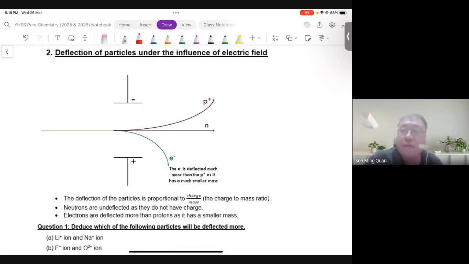The behavior of these three particles under the influence of an electric field. The meaning of the word electric field is basically a region of space where an electrical charge will feel a force. For instance, I can have an electric field if I have negative and positive plates facing each other. One plate is negatively charged, the other plate is positively charged. Now we need to think of the behavior of some of these subatomic particles. For instance, protons.